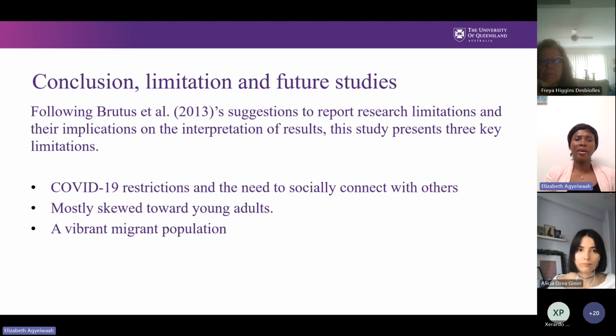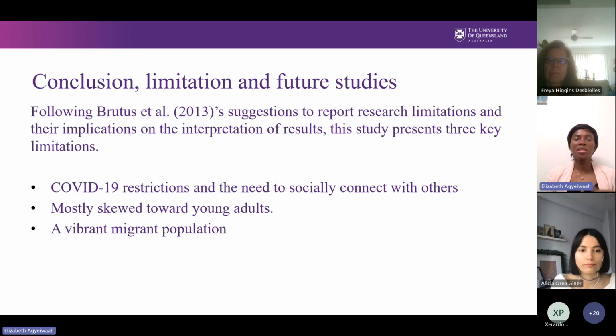But there are some limitations that need to be acknowledged, right? Because during the time that the study was conducted, China was still observing some restrictions. So there was also the need for people to socially connect because of the lockdown and things. These events were just connecting people. So there's a high chance that people might have rated their social needs a bit higher than maybe post-COVID. And I think that's a caveat that I need to highlight.